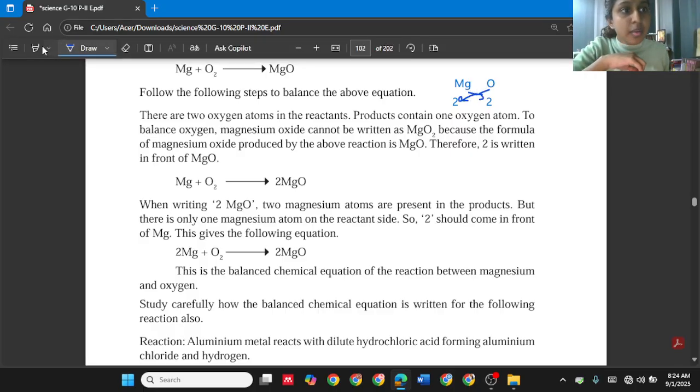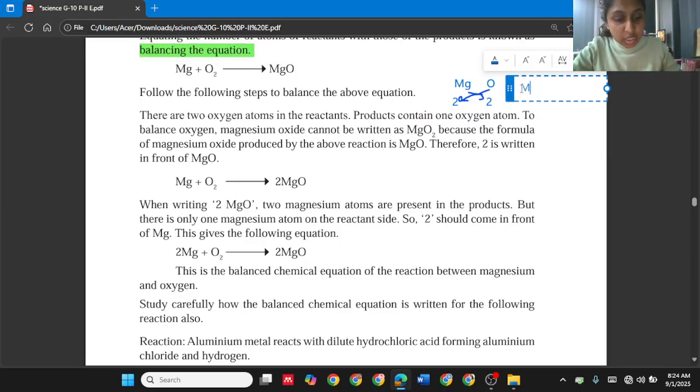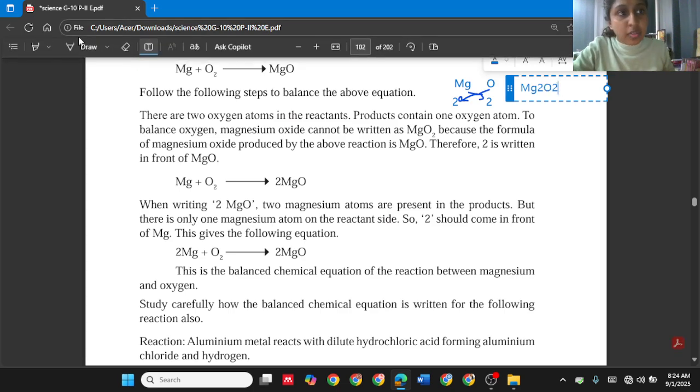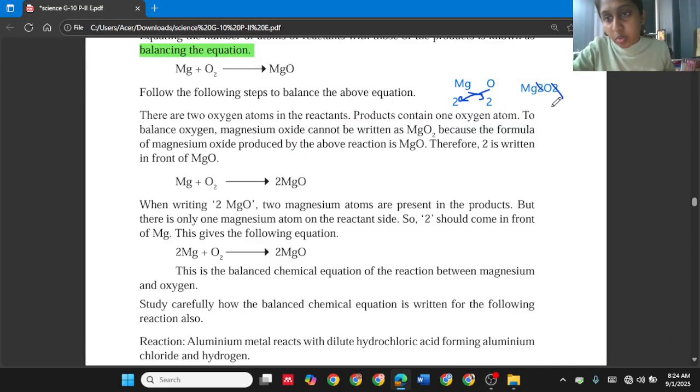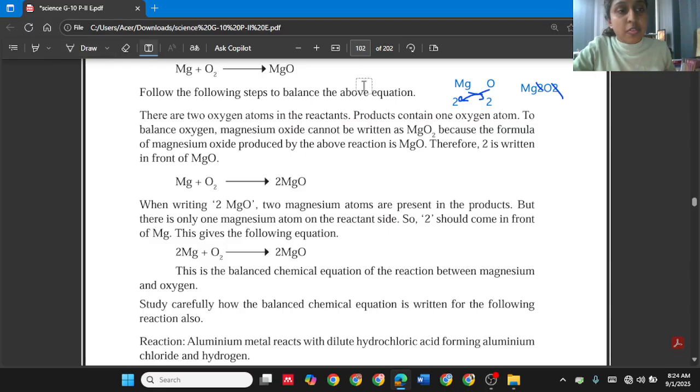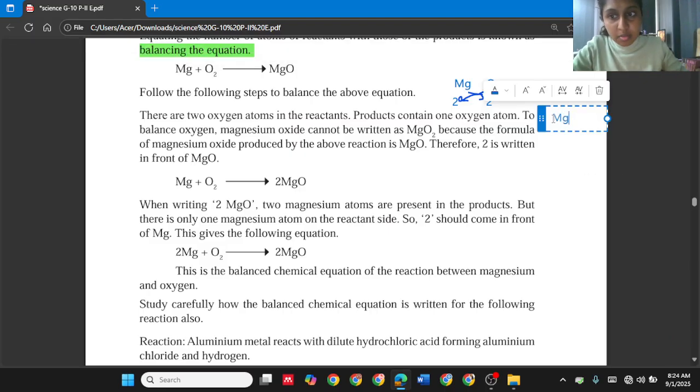So the formula comes like Mg2O2. But what do we do for these 2? We could cancel them because they both contain 2. So the final formula is just MgO. Remember, I'll give you a paper with these valencies and a practice paper for writing these formulas. Okay.